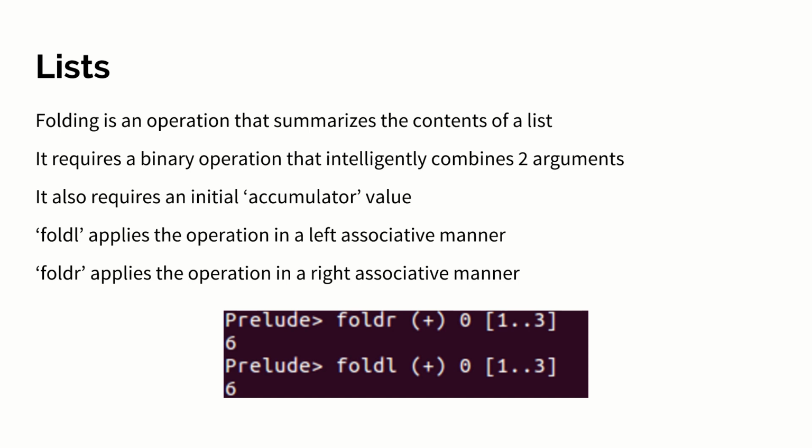In the example below, you can see, as expected, using foldr with the addition operation as the folding operator, and starting with 0 as the accumulator, over the list 1 through 3 returns 6, whether we fold left or fold right. This is expected, because addition is associative. If an operation were not associative, then we would get different values for the right fold and the left fold.